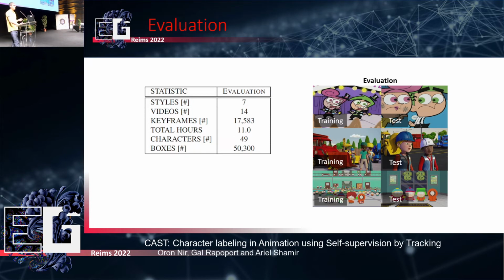So first, we have compiled an evaluation data set that includes 7 series with 2 episodes per style, meaning a training episode and a test episode, with a total of 49 different characters altogether.